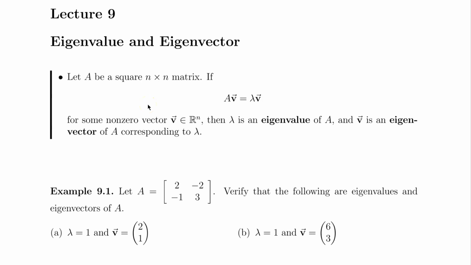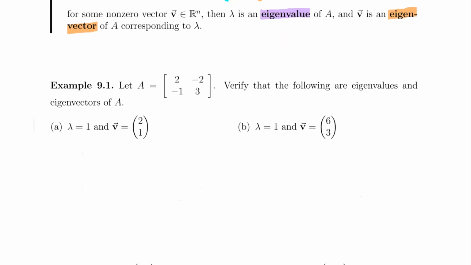Let's say I have a linear transformation as a square matrix A here. It could be the case that multiplying by A does not change the direction of my vector V here. So if I multiply this orange vector V by the matrix A, that's the same as just scaling my vector V. Here, A is a matrix, V is a vector, and lambda is just a number. In this case, I'm going to call this purple number an eigenvalue, and I'm going to call this orange vector an eigenvector. So let's see that in the example down here.